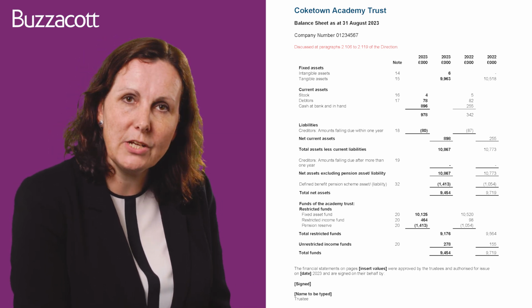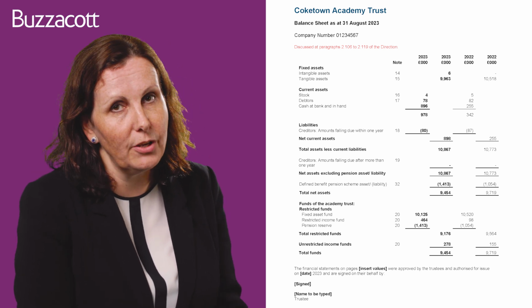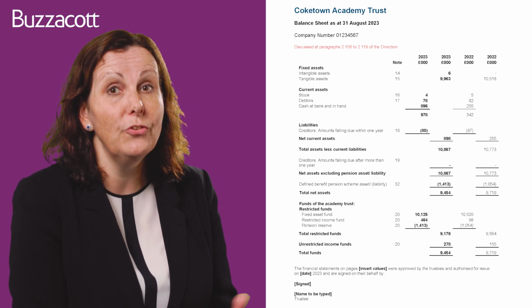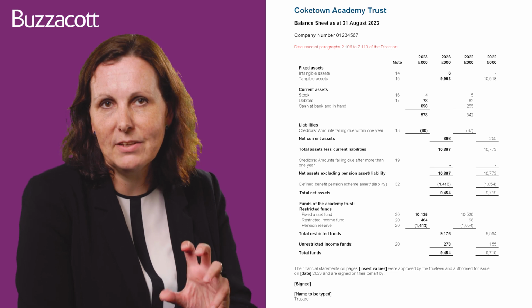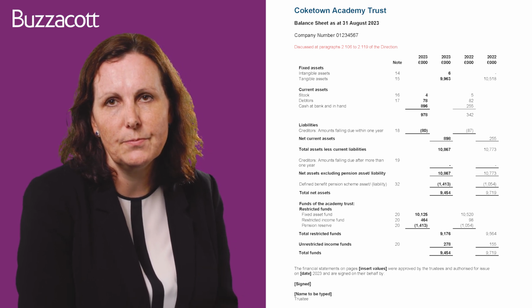In addition to that figure on the balance sheet, you have your long-term pension liability as shown in the Coketown model accounts and the fixed assets, which are not deemed to be liquid. So really that net current asset figure is the key figure to understand.